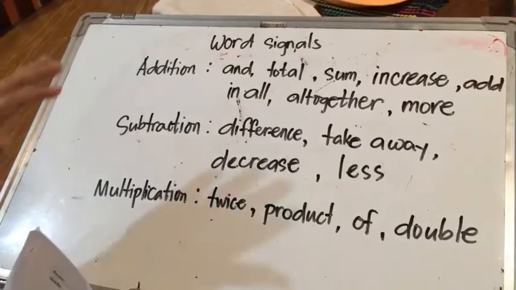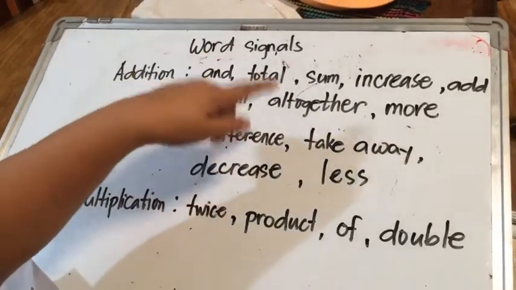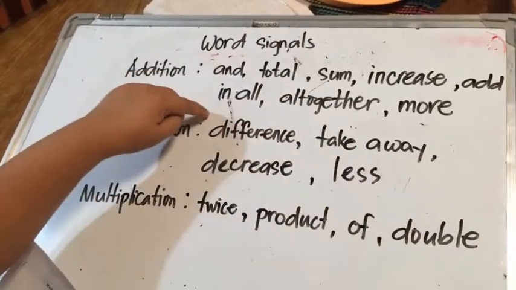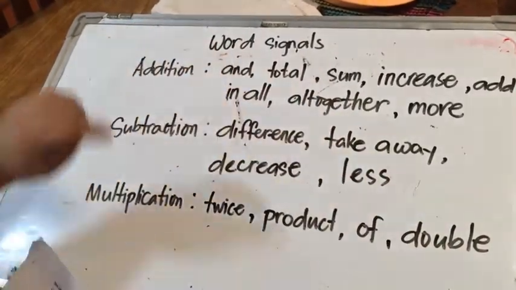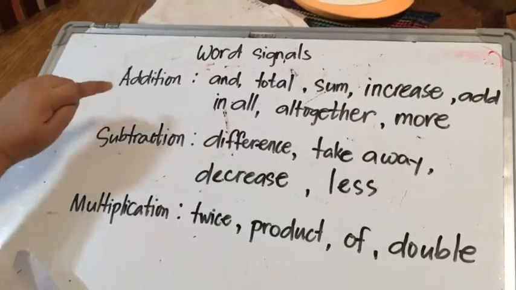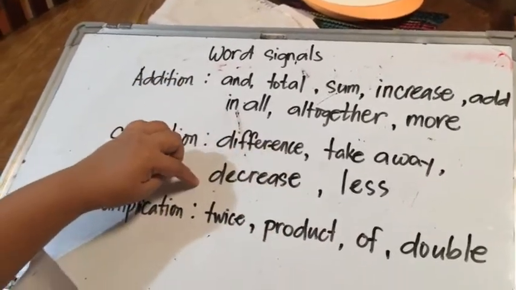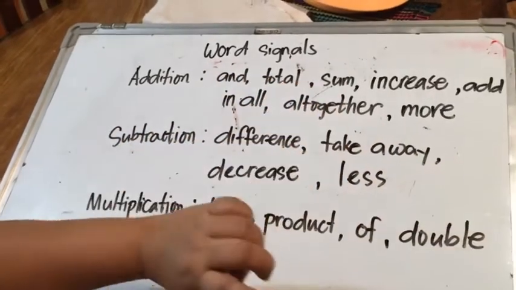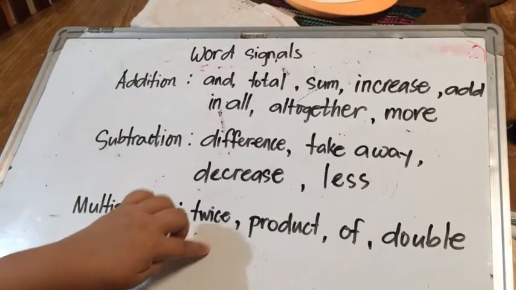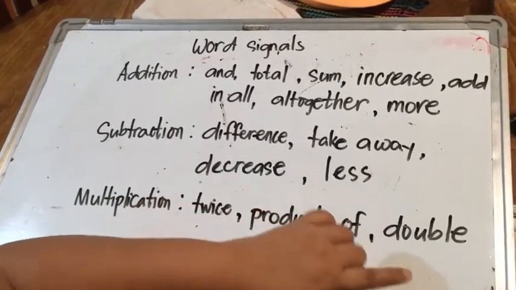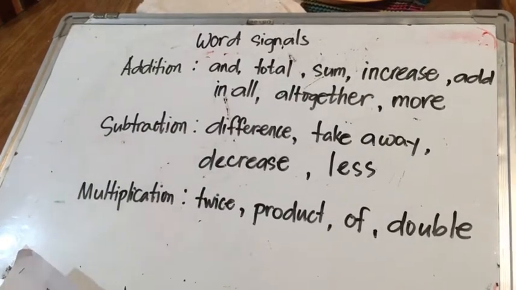Okay. Here are the word signals for addition. You have and, total, sum, increase, add, in all, together, more. If you can find that, that means you're going to add. And then if we have the words difference, decrease, take away, less, that means subtraction. For multiplication, we have twice, product, of, double. If you can find these words, that means you're going to multiply.